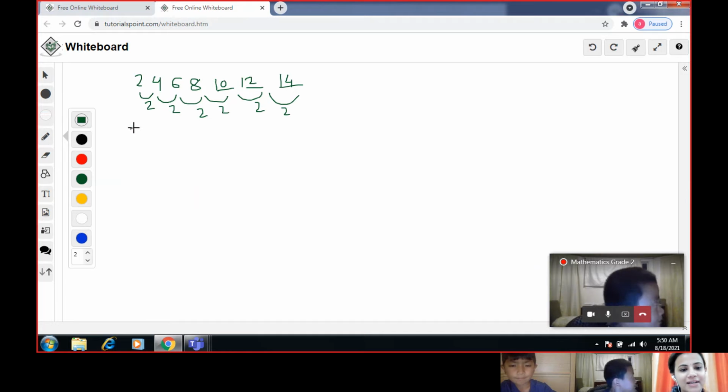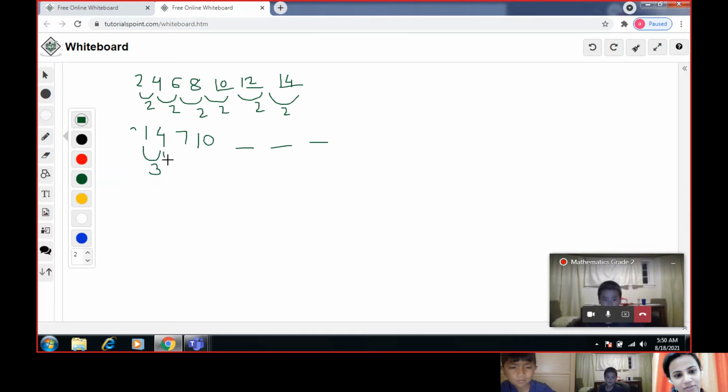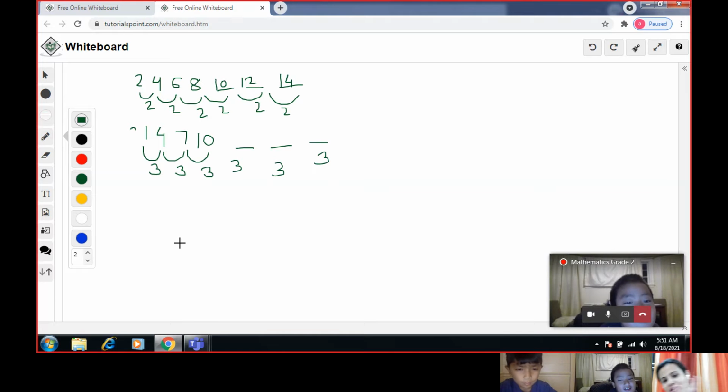Like similarly, it can come like 1, 4, 7, 10. Can you see the difference? Not 14. It's 1, 4. So 3. Now here 3 fingers. Here also 3 fingers. Here also 3 fingers. So tell me what will be the next answer. Let me see. Count after 3 fingers.